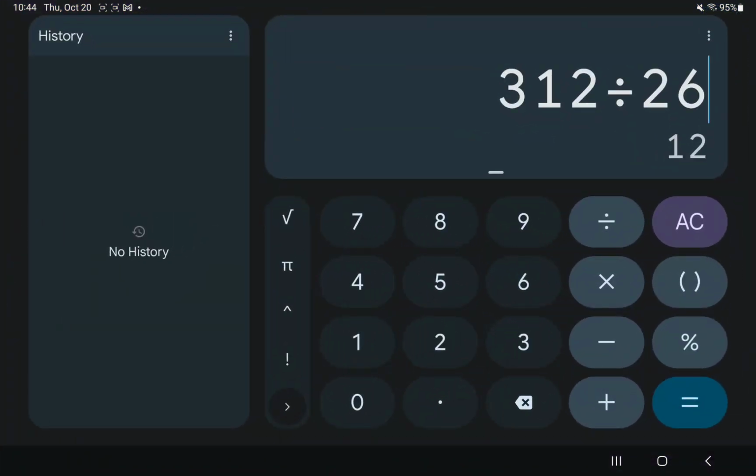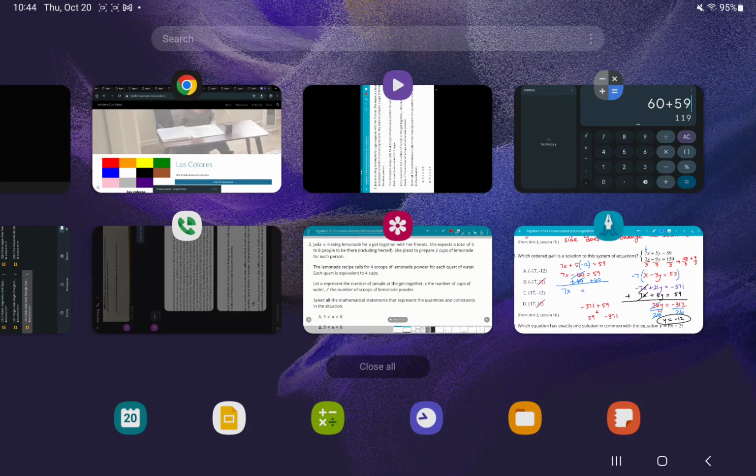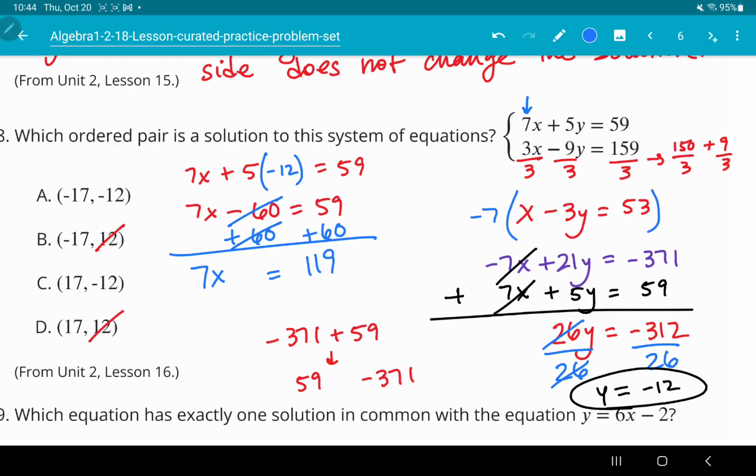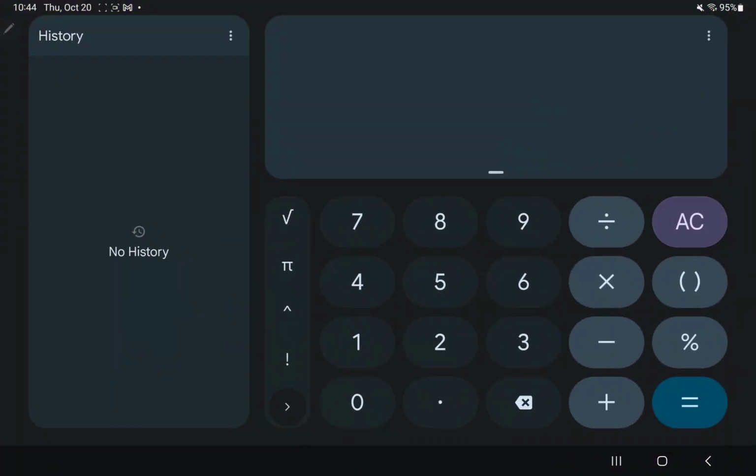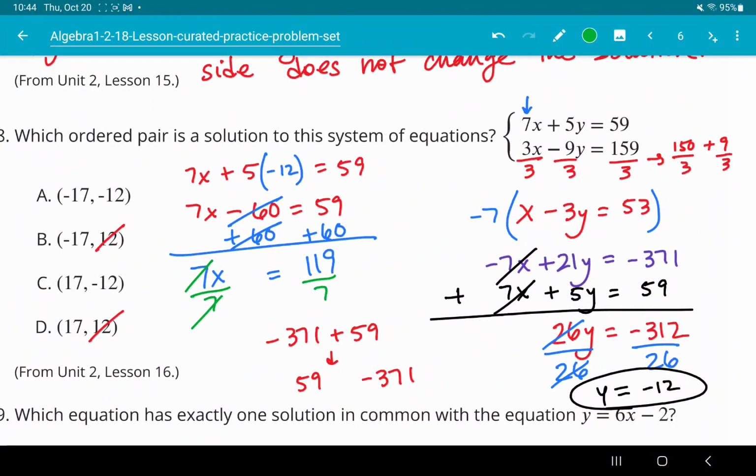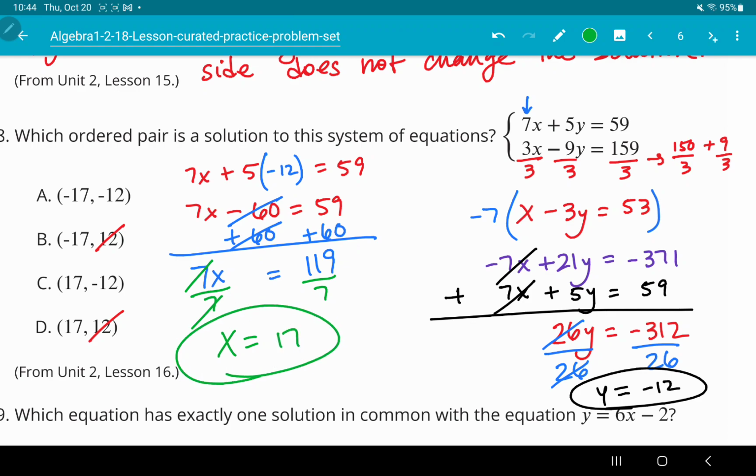But just for fun, we'll use the calculator to double check. 60 plus 59, so we get 119. So I get 119 here. And now we need to divide by 7 to get rid of that. So now we need 119 divided by 7. Let's get 119 divided by 7, and we'll get our 17. And this is going to be a positive 17. So x equals a positive 17. That means I can eliminate our negative answer right there, which means our final answer should be C.